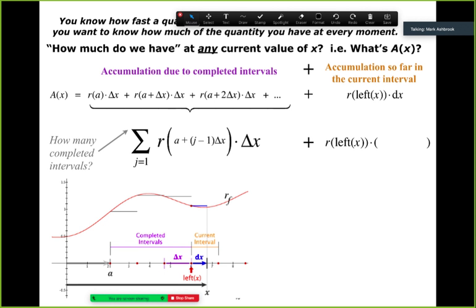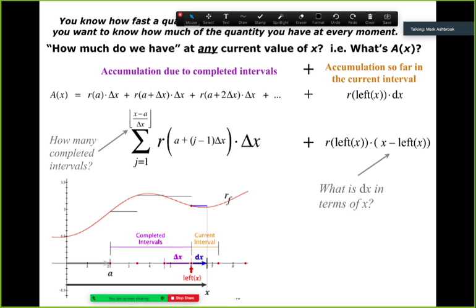So again, how many completed intervals? What did we find? The floor function of x minus a over delta x. Very good, that's how many completed intervals there are. You guys figured that out. And then how can we say what dx is in terms of x? What is this variation in x in the current interval? Is it x minus left x? Okay, Donna's offering up x minus left x. What about the rest of you? What do you think of that? That's good. Yeah, good.